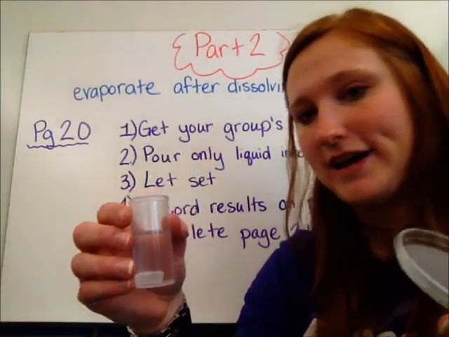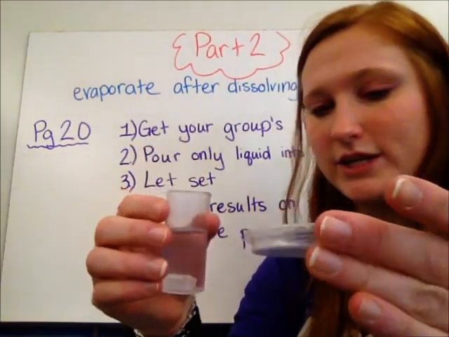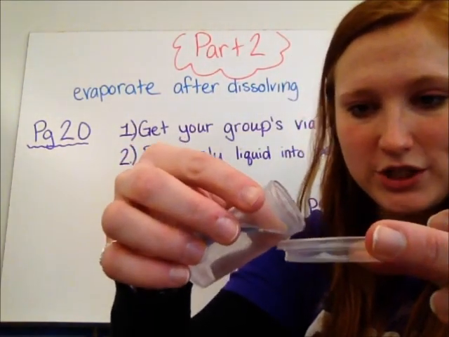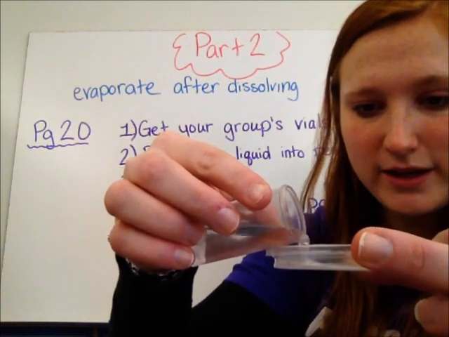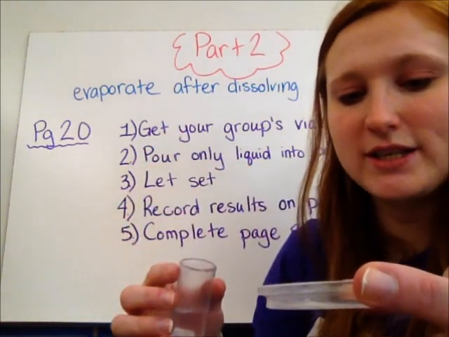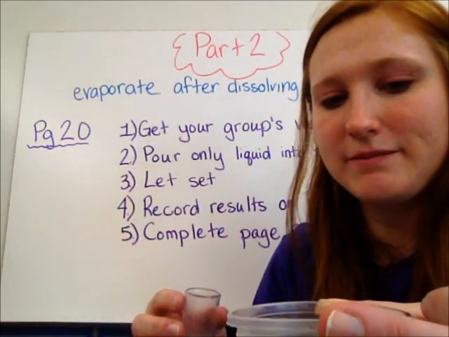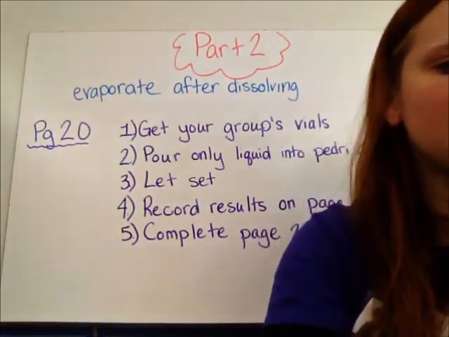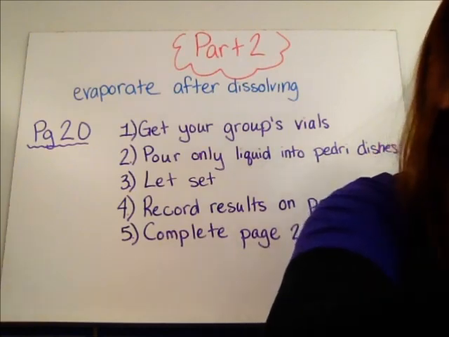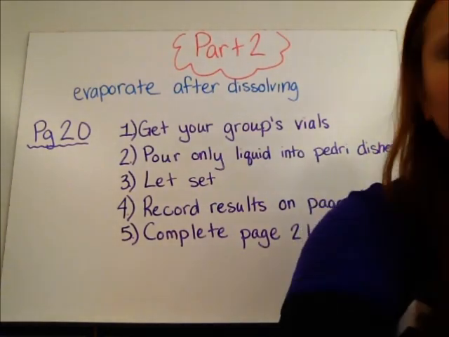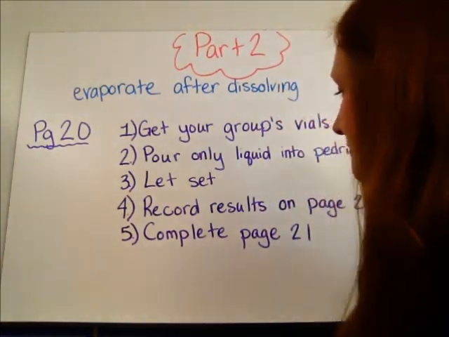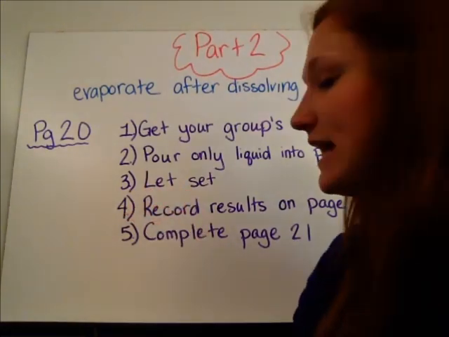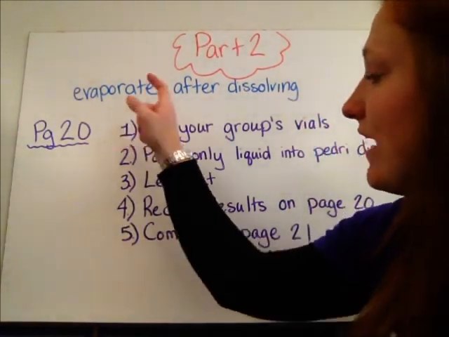So you have your vial and your petri dish. And remember how we pour just the liquid. And just enough so that it covers the entire bottom. You don't need to have a ton of liquid in here, just enough to cover the bottom, and you put it in your tray. You need to label which one that is. You need to let it set so that it evaporates.